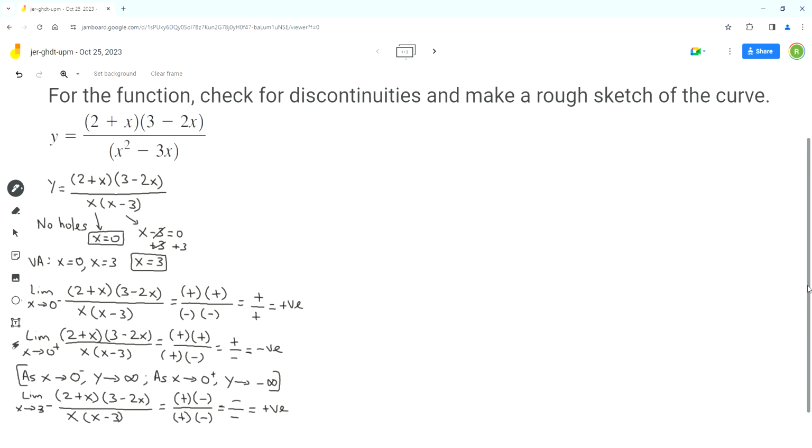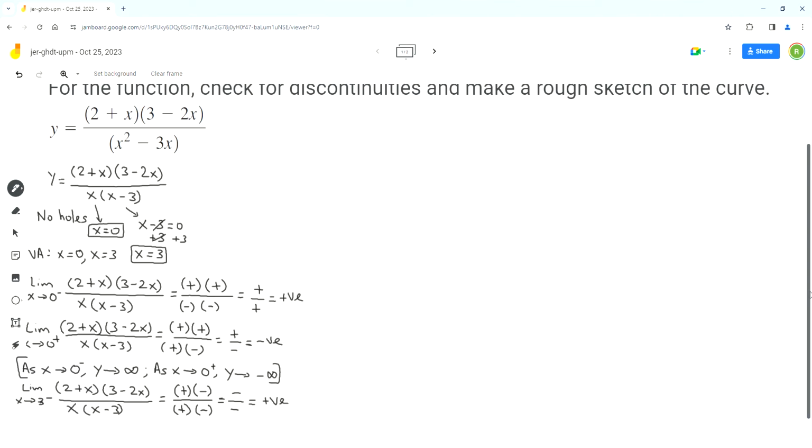Now we can analyze the right hand limit. So limit x approaches 3 from the right side, 2 plus x, and then 3 minus 2x over x times (x minus 3).